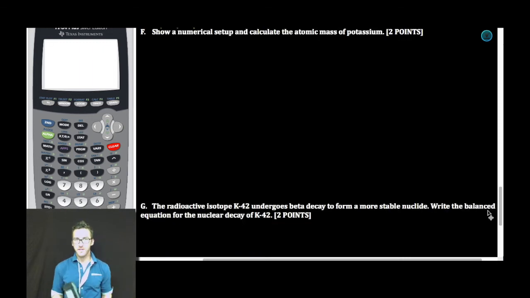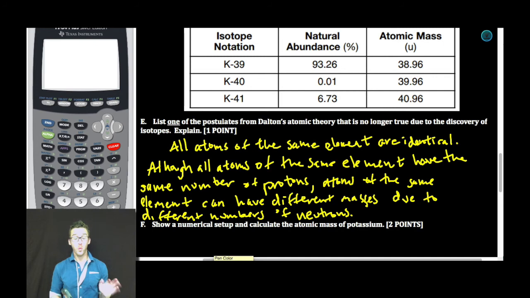Boom. Part F. Show a numerical setup and calculate the atomic mass of potassium. All right, now let's keep in mind that the formula for weighted average is not on your formula chart. So it's an important one to remember for the exam. Not to mention, it's also important because weighted averages is how we figure out your grade in this class.